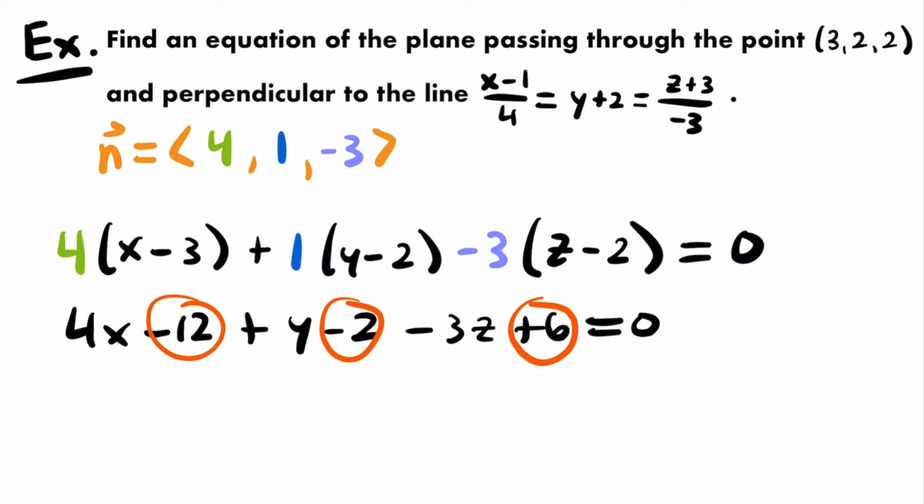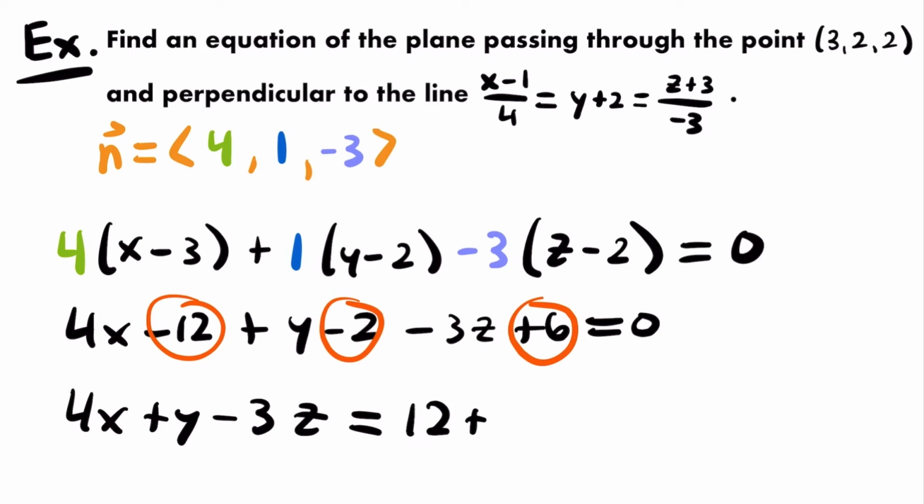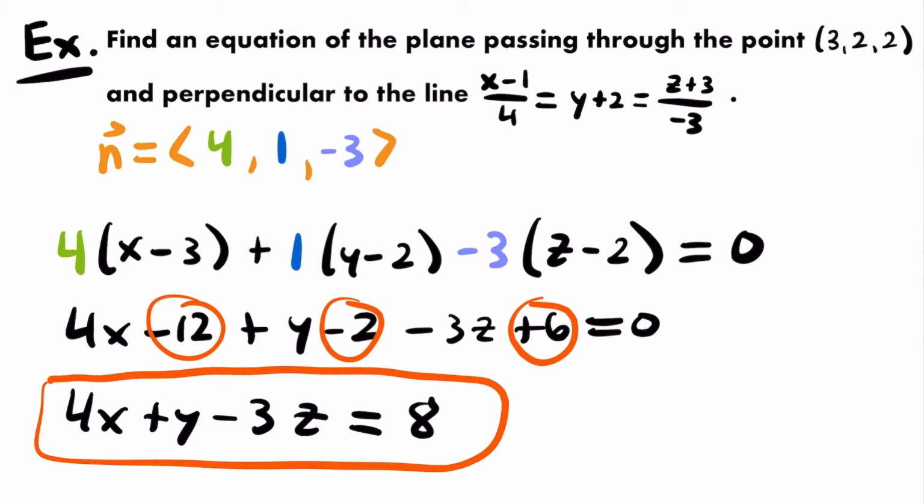And so what we'll be left with is 4x plus y minus 3z is equal to 12 plus 2 minus 6. All right, 12 plus 2 is 14, minus 6 is 8. So I'm just going to erase that, and we will have 8 on that side of the equation. And so what we're left with here is an equation of the plane passing through this point and is perpendicular to this line. Let's take a look at another example.